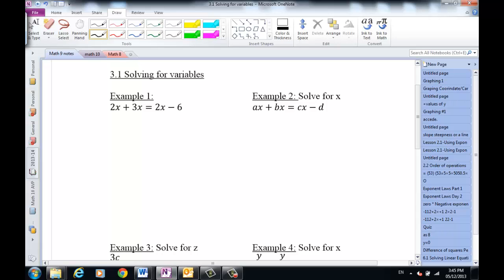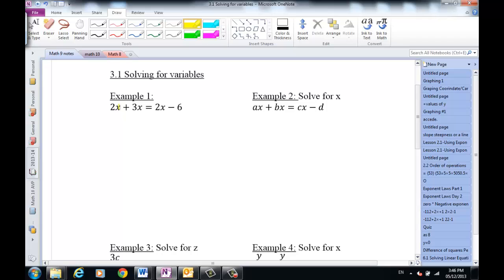Okay, so in today's lesson, we are going to be solving for variables. What this means is instead of having numerical coefficients, we're going to have letters as coefficients. Seems a little bit complex, but actually it's exactly the same as if I had a numerical coefficient. So we're going to start off with a simple example.